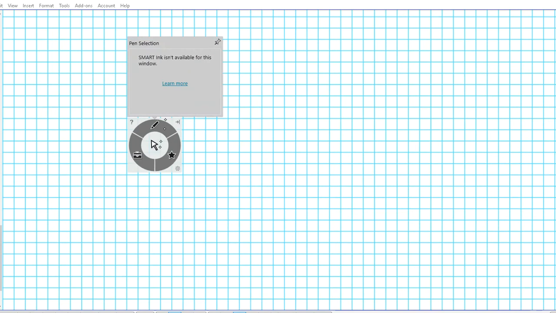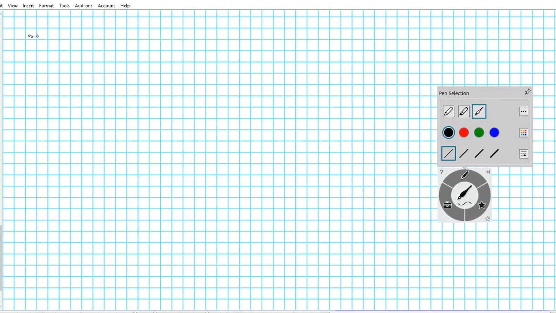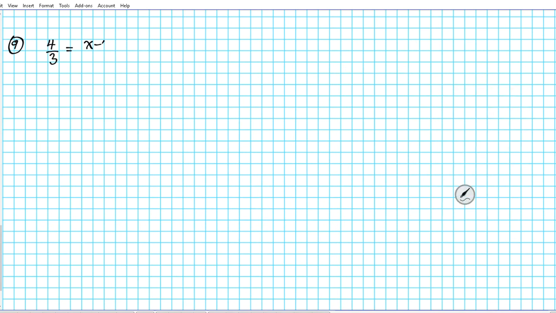Alright, moving right along, let's take a look at question 9. So for question 9, let's say we have the proportion given by 4 over 3 is equal to x minus 4 divided by x plus 2. Alrighty, so to do this, we are going to use the star method again to get rid of the denominators, and then proceed to solve the resulting linear equation. Alright, let's do it.